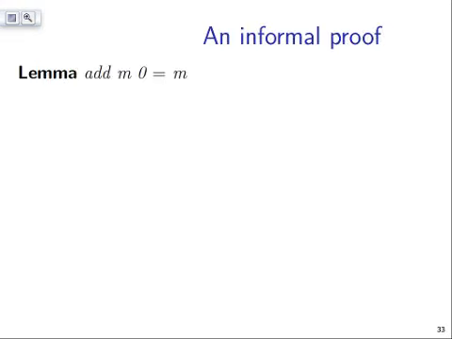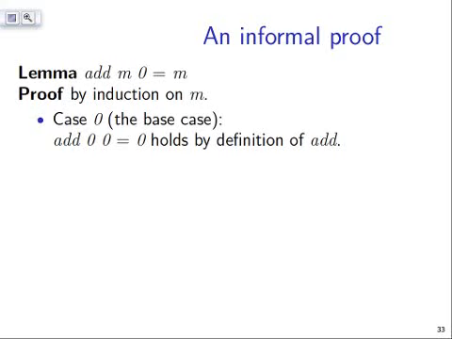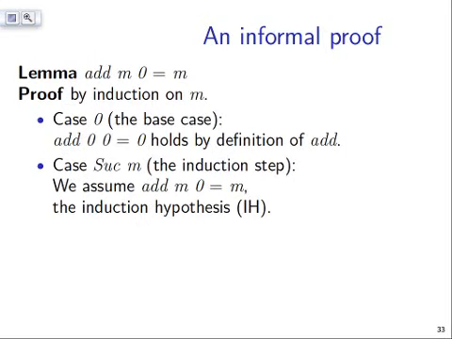And this is what an informal proof would look like, as you would be expected to write on a piece of paper. So you want to prove that add of m and 0 is m. So you prove by induction on m. And you have a case 0, the base case. And there you have to prove that add of 0 and 0 is 0. And that holds by definition of add.